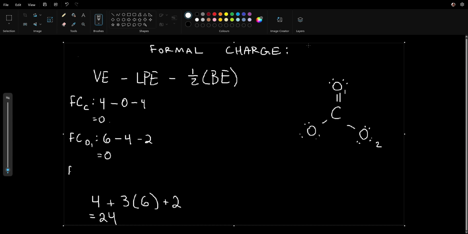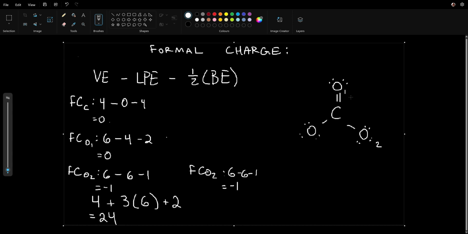But then if we take the formal charge of the second oxygen, it's going to be a little bit different. We're going to have 6 minus the 6 lone pair electrons minus 1 bonded electron. Now this would be repeated twice by having a second oxygen like that. So formal charge of O2, again, 6 minus 6 minus 1 equals -1.